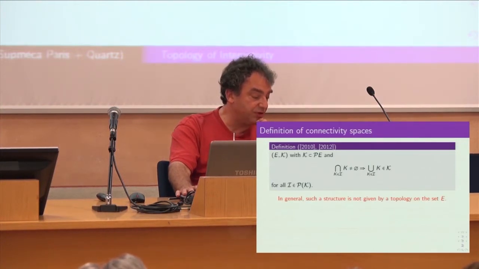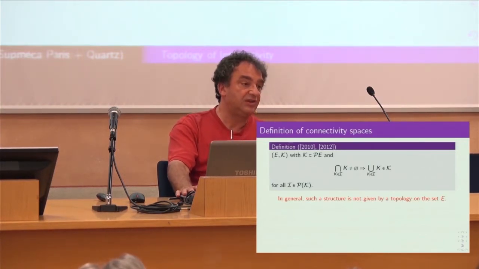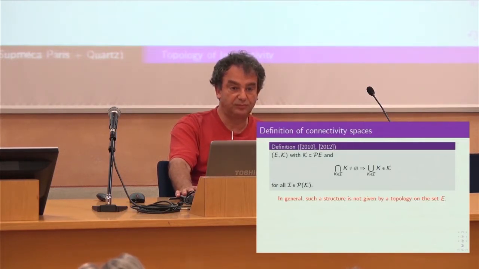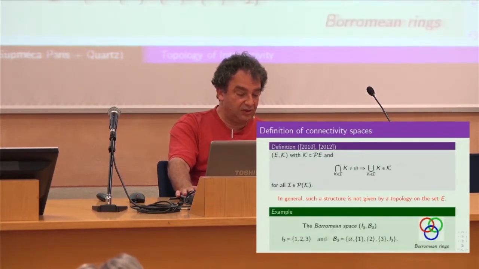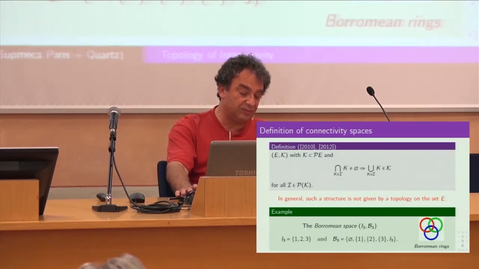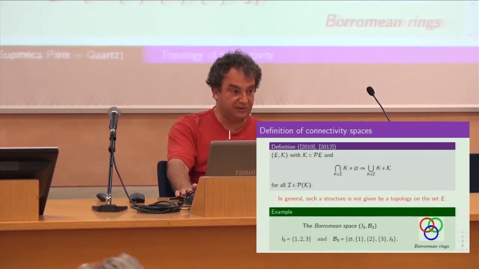Notice that in general, such a structure is not given by a topology on the set of points. And among spaces with connected singletons, the simplest example of a connectivity space that is not given by a topology on its points is the so-called Borromean space, which has three points that are globally connected, but not pairwise connected.